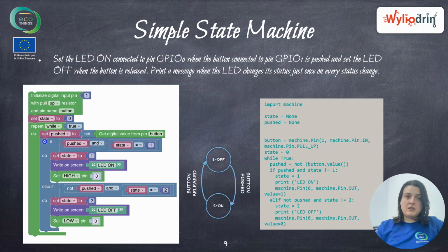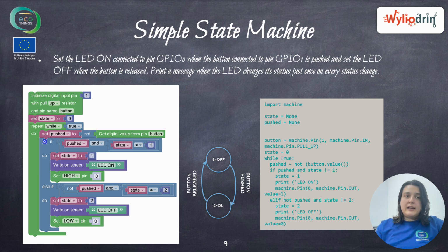Here we have the application. We initialize pin 1 as the pin where the button is connected, and we have the state variable. We basically have two states. The state where the button is pressed and the LED is on, and the state where the button is released and the LED is off. We number the states with 1 and 2. So we set our state variable to 0 first because it's neither of them.